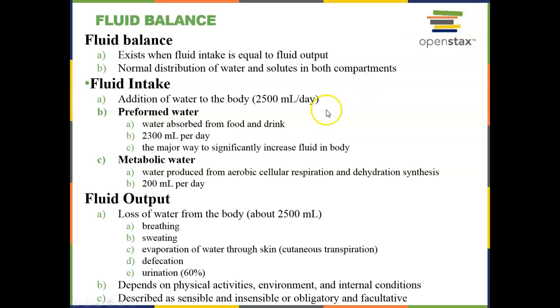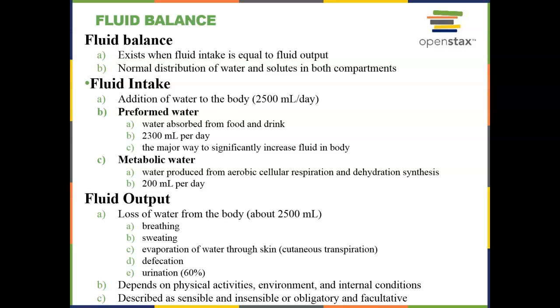And so fluid balance exists when the amount of fluid that is taken in is equal to the amount of fluid that we release. We also want to make sure that we have normal distribution of water in our body. So the amount of fluid that we take in is going to be approximately, and this is on average, about 2,500 milliliters of fluid daily. So the majority of the water comes from the foods and the drinks that we have.